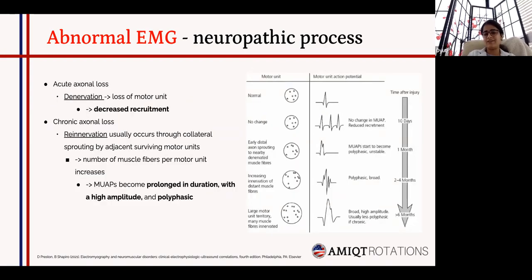Now, coming to the abnormal morphology that is seen in a neuropathic process, like I said earlier, initially with an axonal loss, there would be loss of motor units because of denervation of the muscle fibers, and we'll get a decreased recruitment. However, as the process becomes more chronic, the denervated muscle fibers would undergo reinnervation from the surviving motor units through collateral sprouting. So the number of muscle fibers per motor unit would increase. And since the duration is the best reflection of the size of the motor unit, the action potentials would become prolonged. And they can have a high amplitude and they can be polyphasic, but that is a more non-specific measure.